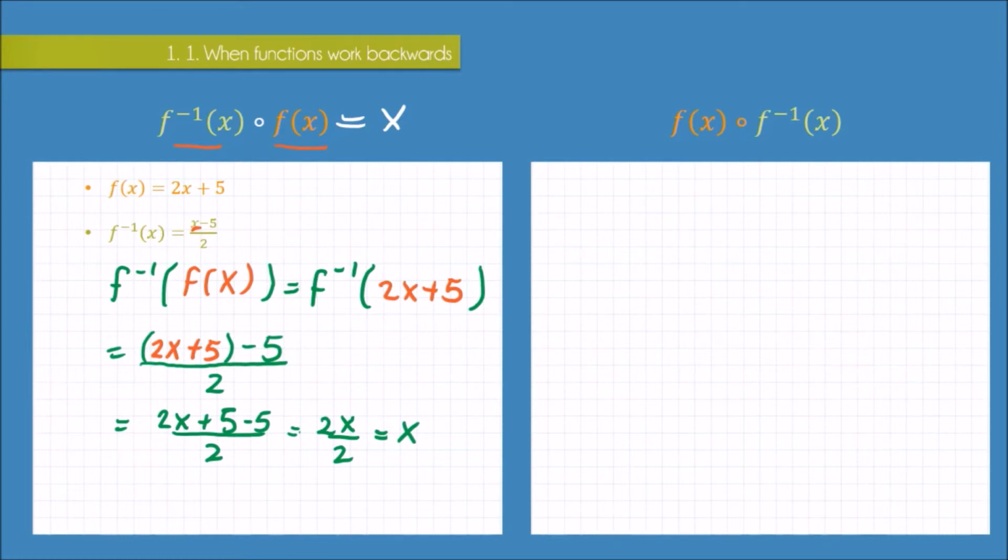Now moving on to the right-hand side then, this time I have f after f inverse. So this time I'm subbing in f inverse as an input into f. And f inverse is x minus 5 over 2. So that's what I'm going to sub in to f wherever I see x.